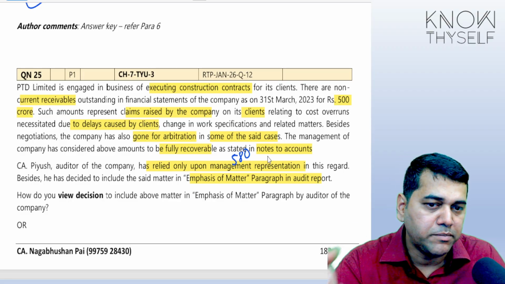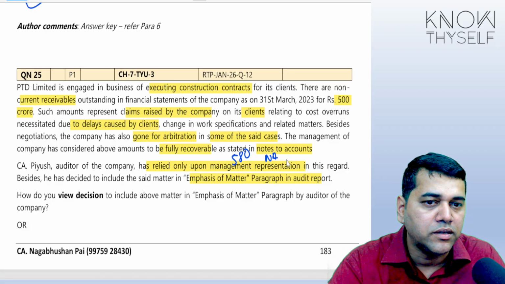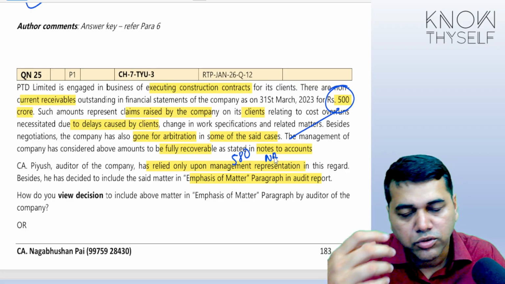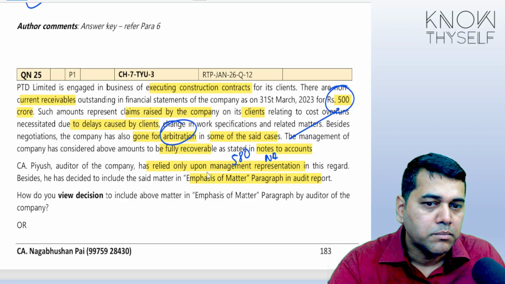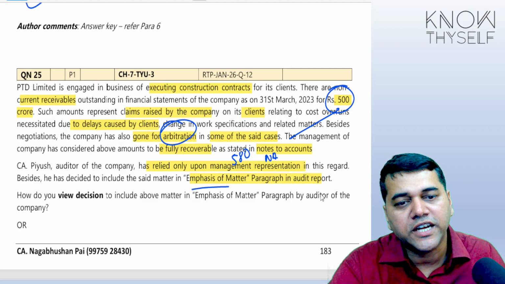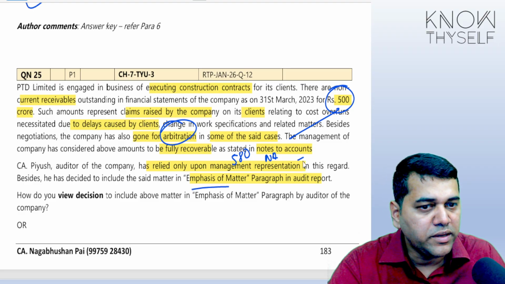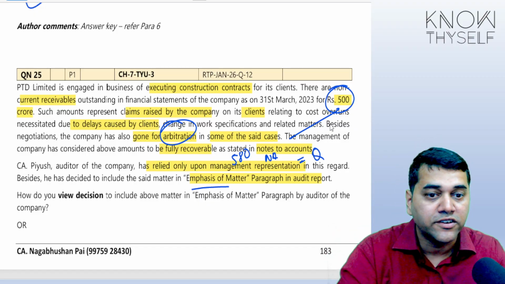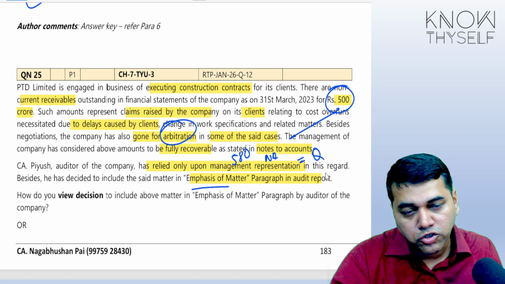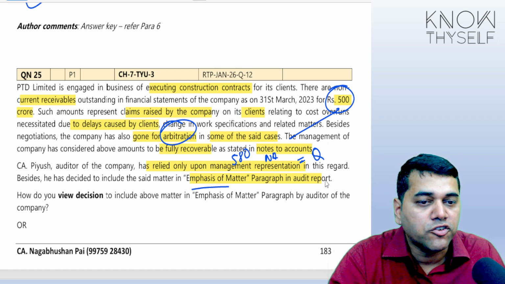SA 580 says management representation is not sufficient and appropriate evidence. You could have done external confirmation, you could have taken the arbitration opinion, so many things you could have done, but you didn't do anything. Instead, you have stated it in the emphasis. So this should have been a subject matter of qualification. You should have said, I don't know anything about that 500 crore, whether it's really receivable or not.